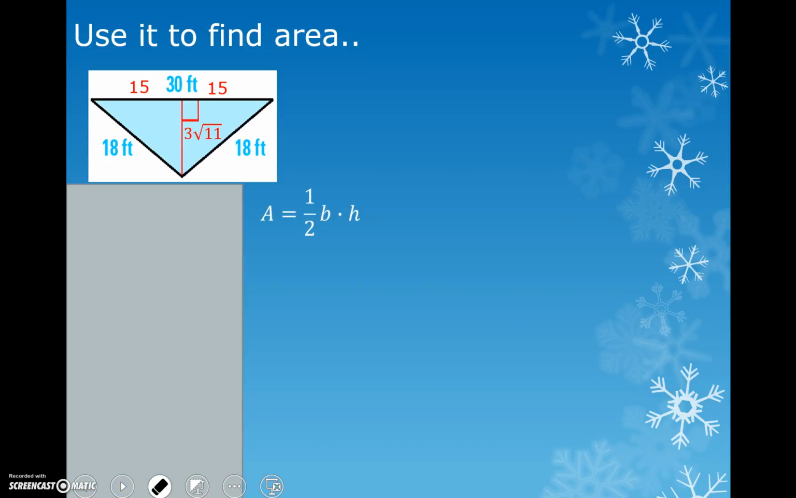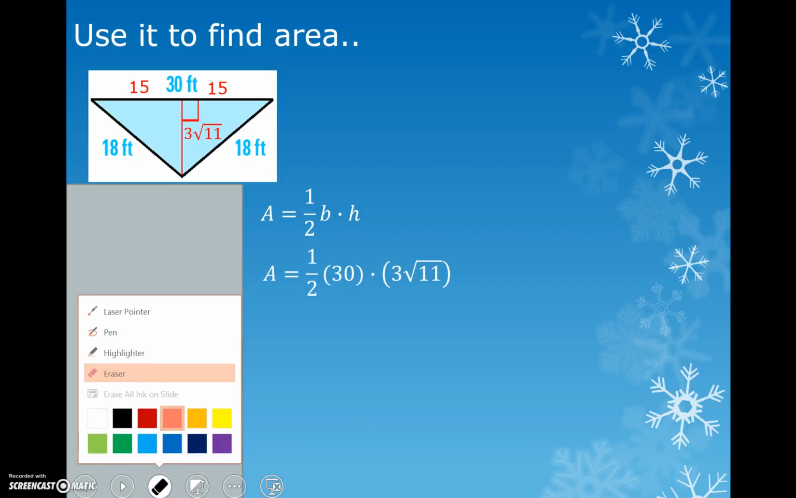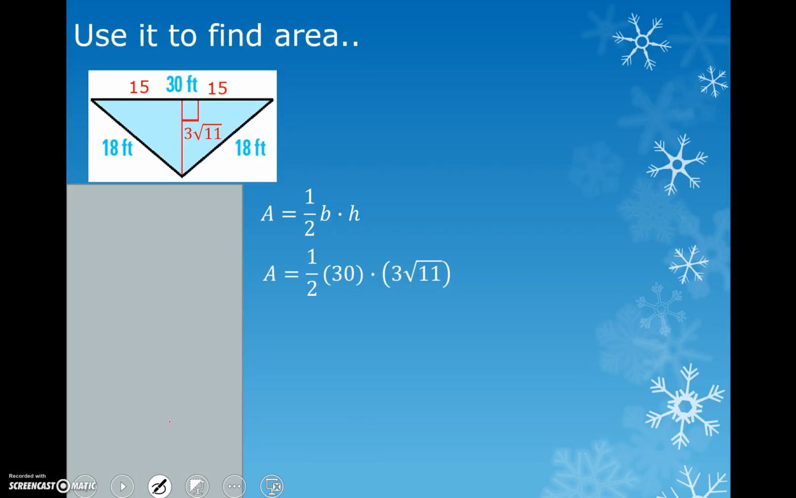Think back, though, the original base was 30, not 15. So it's 1/2 times 30 times 3 square root of 11. And with multiplication, we multiply kind of like when you multiply with x's here. You would do 1/2 times 30 times 3, and then let square root of 11 tag along. So when we do that, we multiply 15 times the 3 is 45 square root of 11 feet squared.